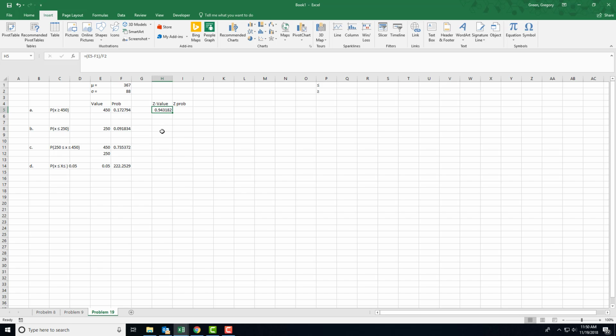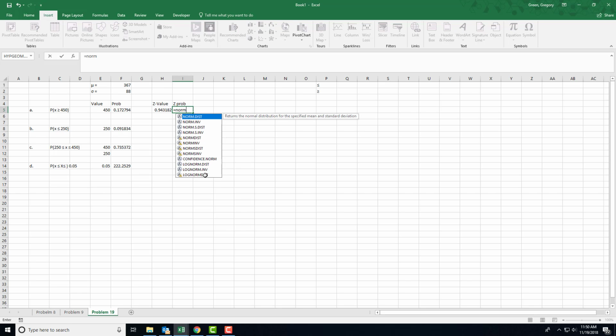Here's how I interpret that number. The number 450 is 0.94 standard deviations away from the mean. Okay. And I could do a probability calculation with that. It would be norm.s.dist. The .s tells us standard normal, so this function knows what the mean and the variance are. The mean is 0 and the variance is 1 because we forced it to be a standard normal.